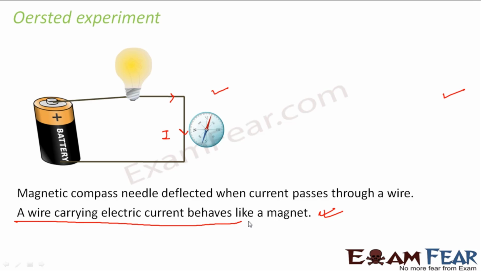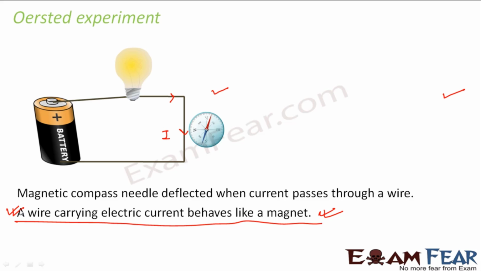So this statement itself connected electricity and magnetism very close to each other. That means a wire carrying electric current, which is a part of electricity, behaves like a magnet. That is a part of magnetism. So electricity and magnetism got related to each other very closely.